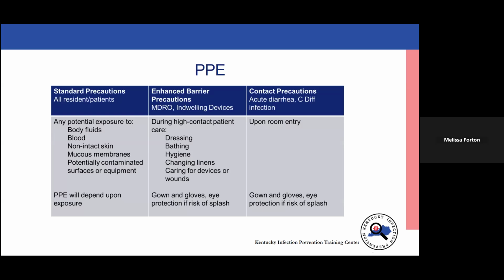And this just shows us the difference in the types of PPE that's needed. So on standard precautions, we only use PPE if we are going to be exposed to something like contaminated equipment or blood or body fluids. With contact precautions, we're going to put on, at minimum, gown and gloves before we enter the room, and we're going to keep that on the entire time. With enhanced barrier precautions, we're again going to use, at minimum, gown and gloves, and we're going to just wear that during that high contact patient care.